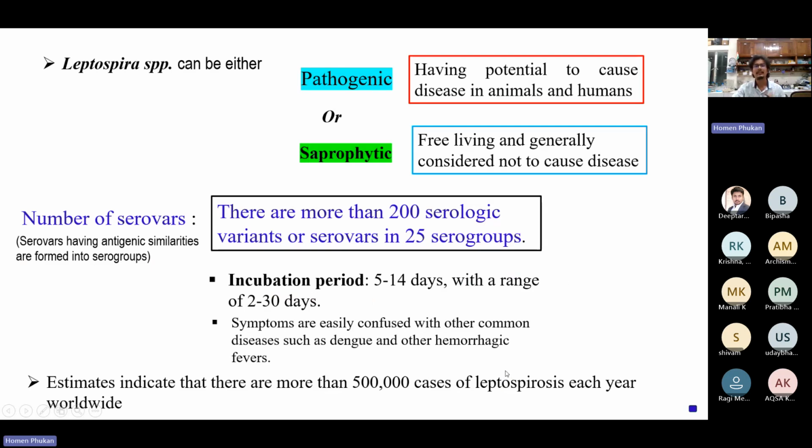And Leptospira can be either pathogenic or saprophytic. The pathogenic ones mostly cause disease in animals and humans, and saprophytic ones don't cause any disease. There are more than 200 serological variants. Its incubation period, as I already mentioned, is 5 to 14 days, and it can also go from 2 to 30 days. And estimates indicate that there are more than 5 lakh cases of leptospirosis per year worldwide.